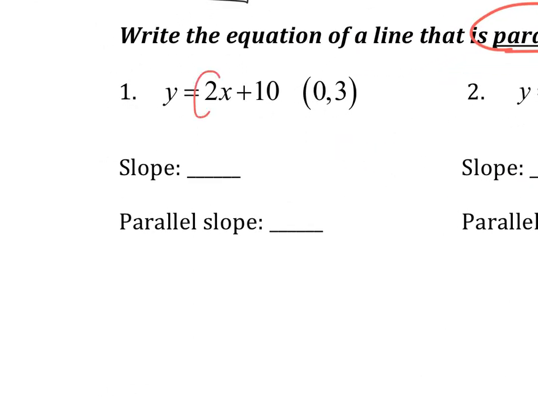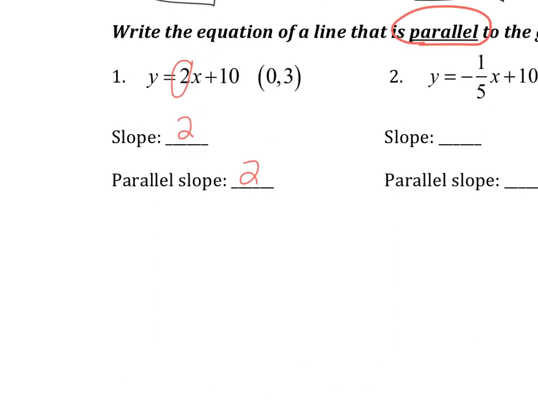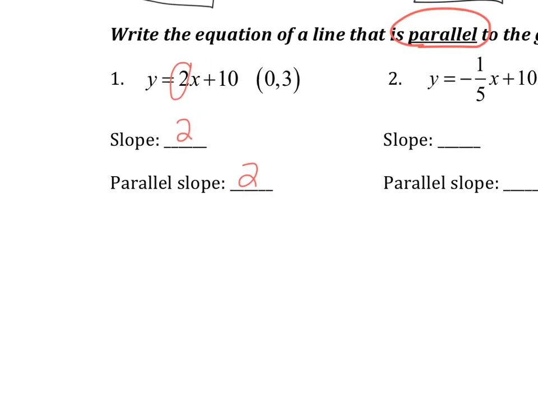is our current slope, if you look at the equation, is a positive 2. Our parallel slope, if it's a parallel slope, it's not going to change. It's still going to be positive 2. So what I need to be able to do, I need to be able to write an equation of a line that's got the same slope of positive 2 and goes through this point, 0, 3.